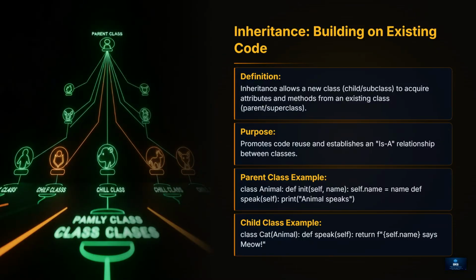Next, we explore inheritance, a powerful OOP concept that lets us build new classes based on existing ones. This is all about code reuse and creating a hierarchy. A child class can inherit traits and behaviors from its parent, extending or modifying them as needed. This allows for a more organized and less redundant codebase, clearly establishing is-a relationships, like a cat is an animal, but with its own unique speak method.